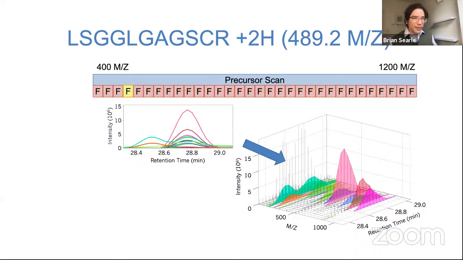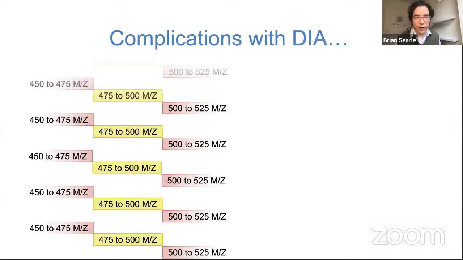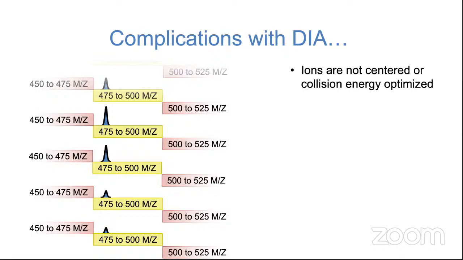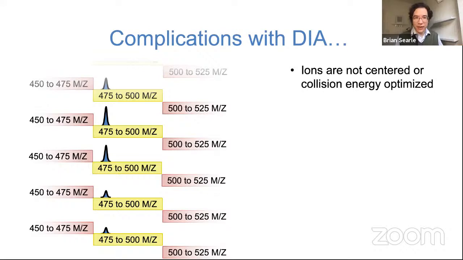There are some complications here, and we've already alluded to a bunch of those. Thinking about this within the framework of DIA, with all of those mass measurements over and over, one important thing is that the ions we're measuring are not necessarily centered in that window. They can be anywhere in that window. They can come from the very early part of that window, closer to 475 or closer to 500, and they can be of any different charge.